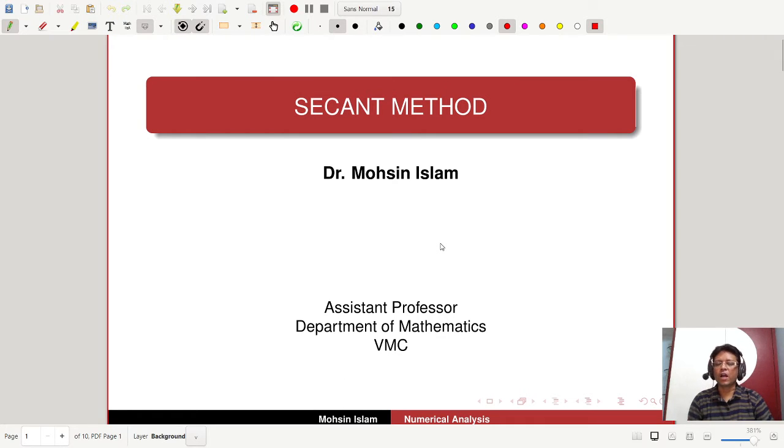This is the third class on numerical methods. Especially, we are talking about numerical solutions of equations. So, I will talk about the third method today, the secant method. We talked about the bisection method, the method of tabulation, and this is the third one, the secant method.